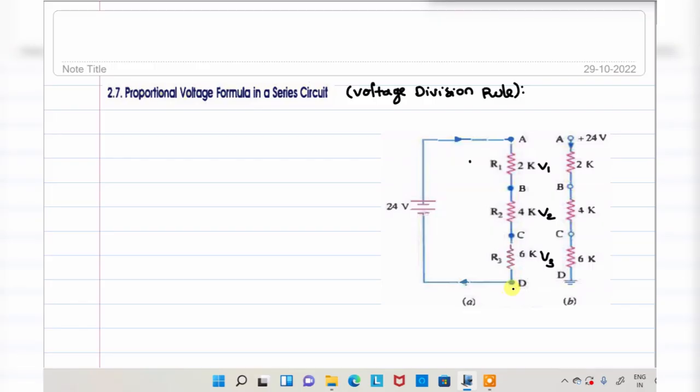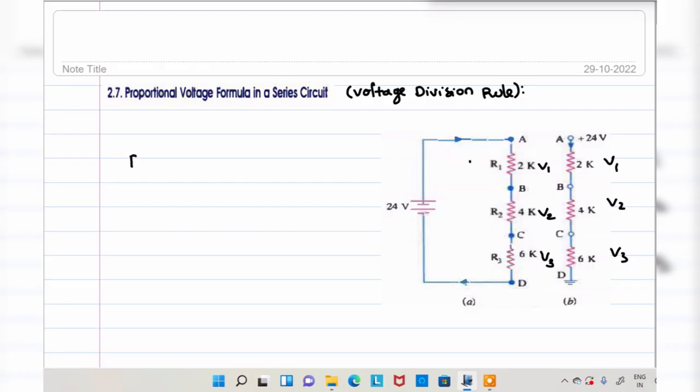Whenever I consider the voltage drop, these two circuits are the same. This is a complete circuit representation. Here the positive potential is connected to the supply and the negative is connected to the ground. This is also V1, V2 and V3. So these two are series circuits only. Okay.